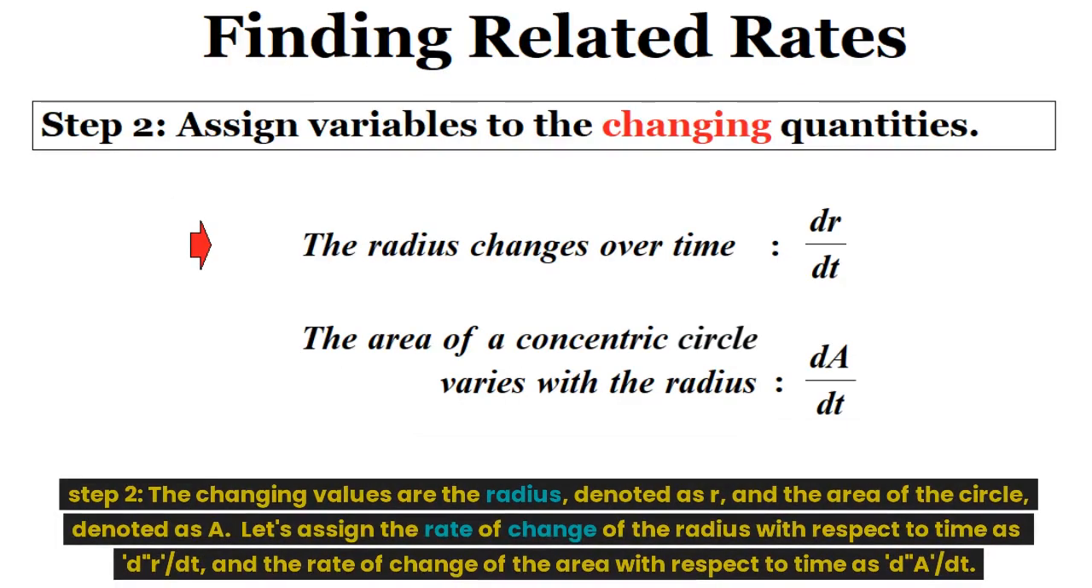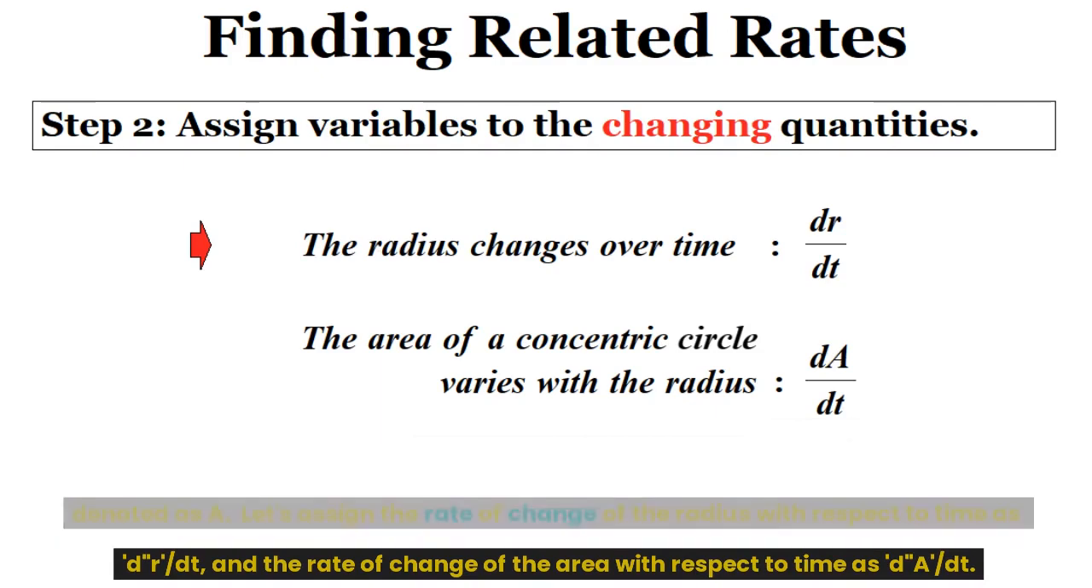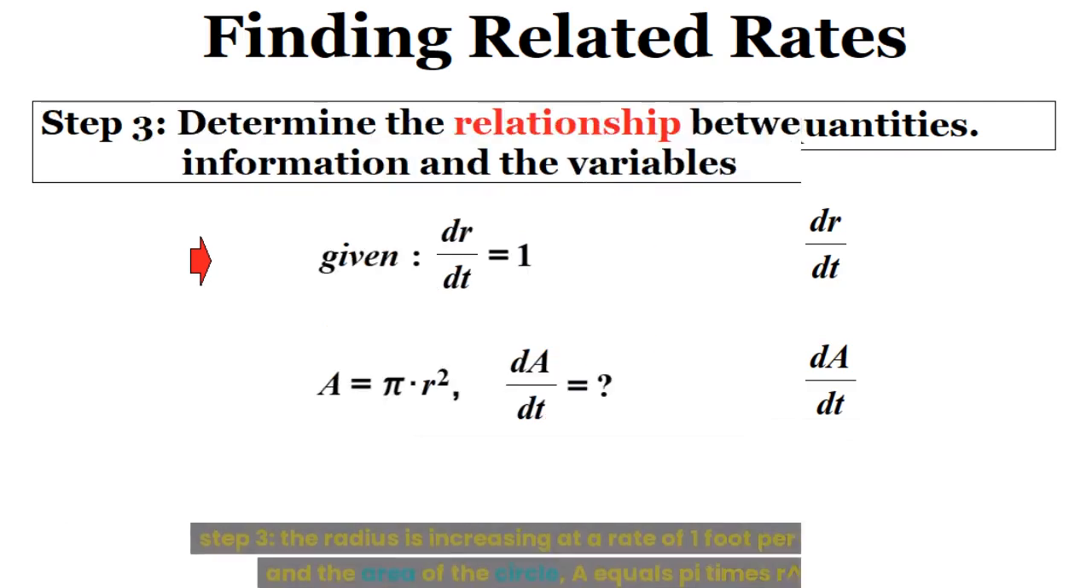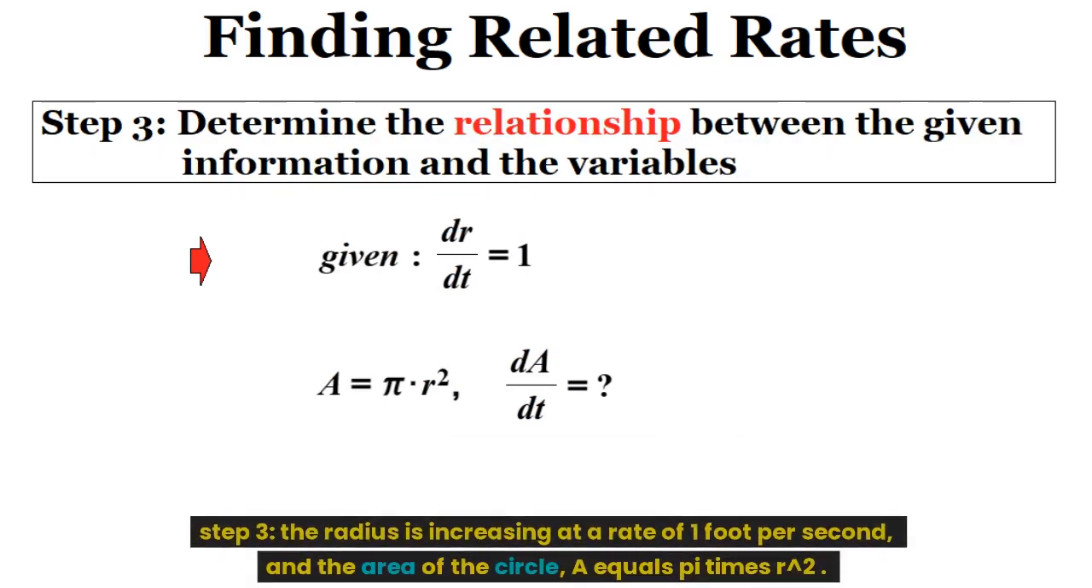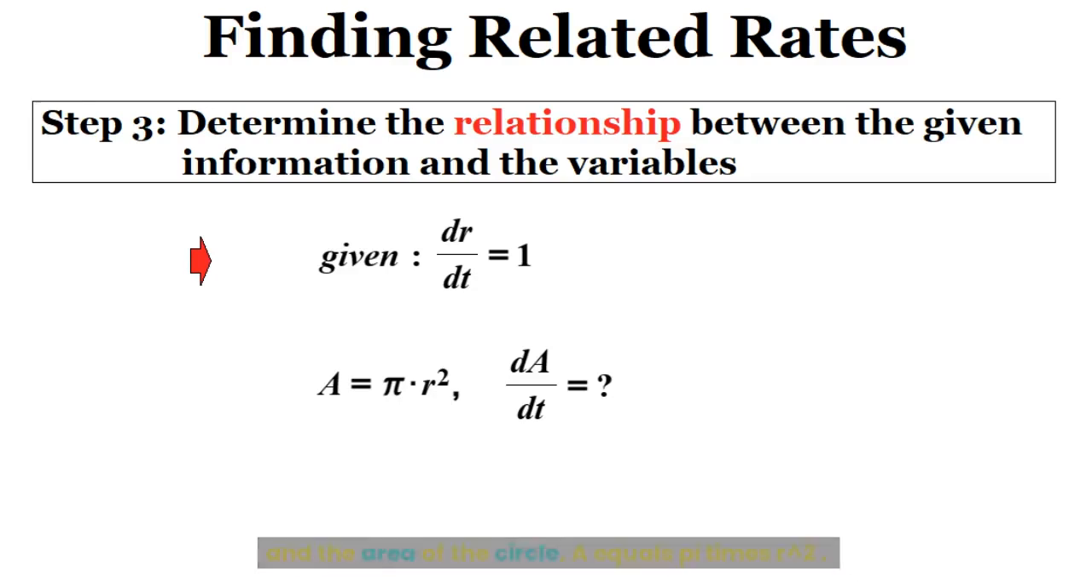Step 2. The changing values are the radius, denoted as r, and the area of the circle, denoted as A. Let's assign the rate of change of the radius with respect to time as dr/dt, and the rate of change of the area with respect to time as dA/dt. Step 3. The radius is increasing at a rate of 1 foot per second, and the area of the circle, A, equals pi times r squared.